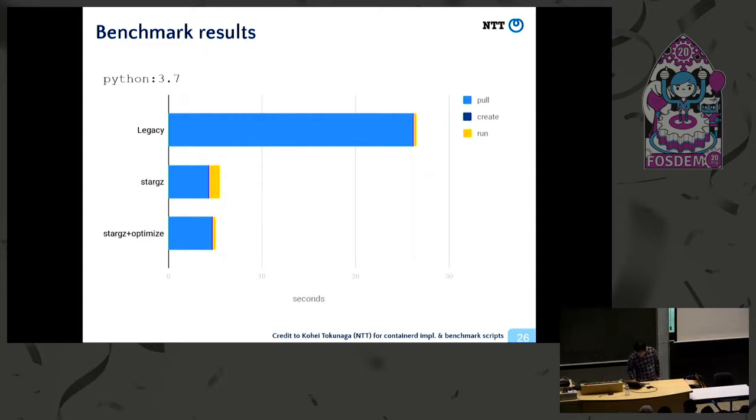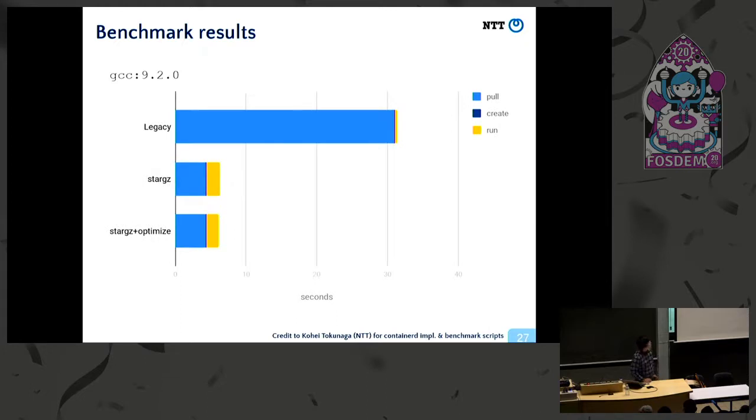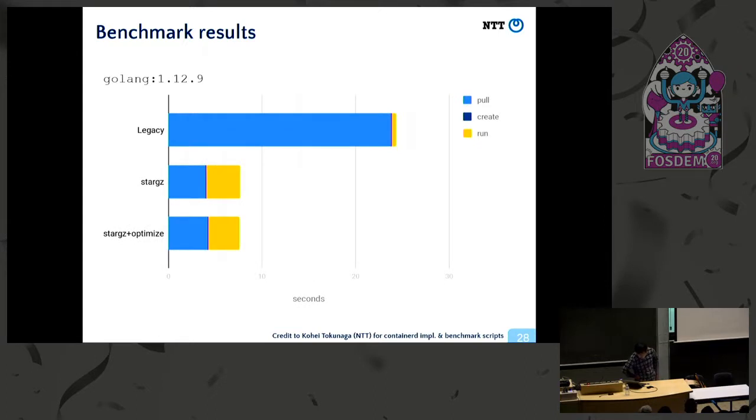The result was similar for the GCC image. Also, the result was similar for the Golang image. For the Glassfish image, the result was slightly different. So the legacy image took about 25 seconds, but the stargz without optimization is not so fast. But with optimization, the stargz image becomes much faster. So it's about 12 seconds. So it's 2 times faster compared to the legacy format.